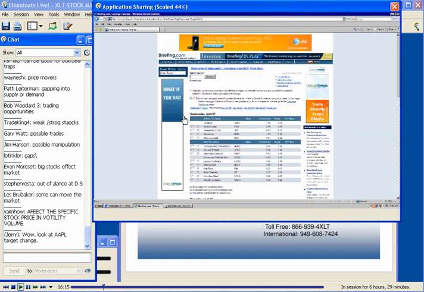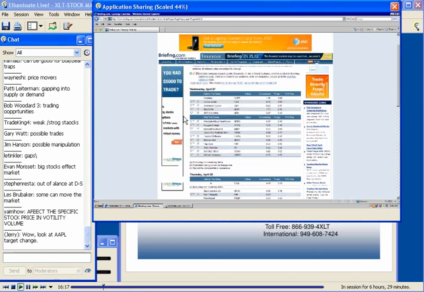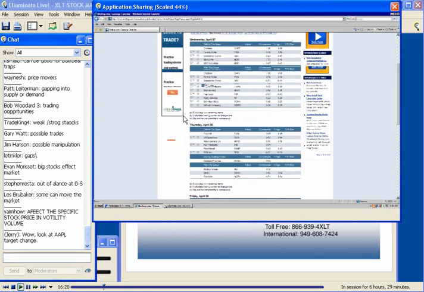Let's take a look at this week here. We have earnings as well. So we got Wednesday and Thursday right here. Now, why is this important? Why are we looking at this? Why are we looking at the earnings reports coming out?